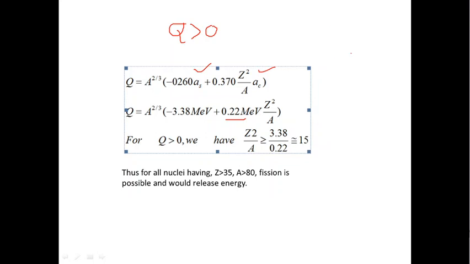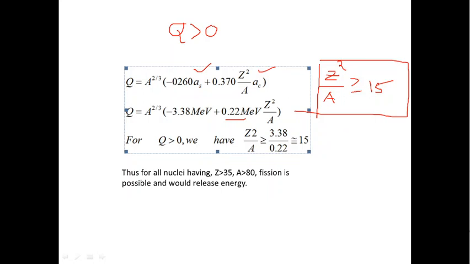The liquid drop model says that all the elements in nature whose Z square upon A is greater than or equal to 15 are fissionable candidates. Pay attention here. They can undergo spontaneous fission. All the elements. But you don't find them in our everyday life because their half-life is very high. So it might happen, but it might happen after many years.